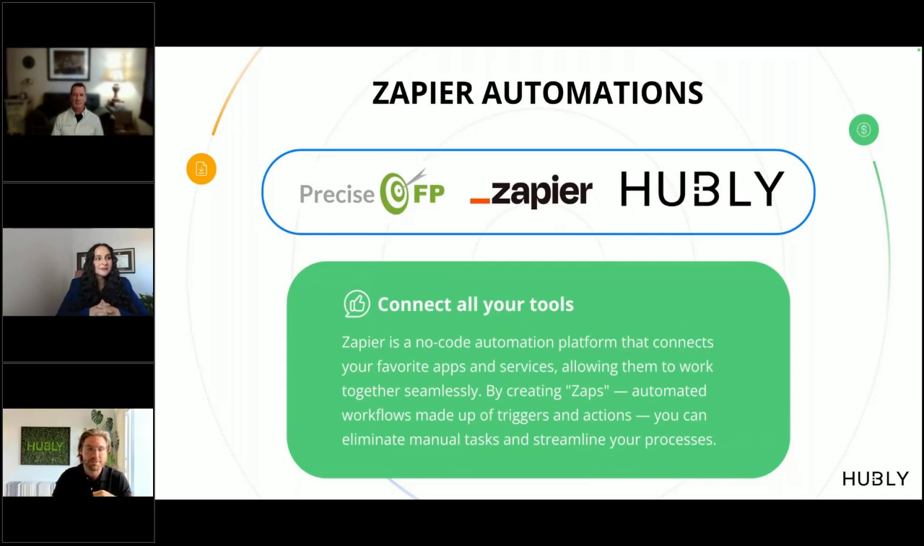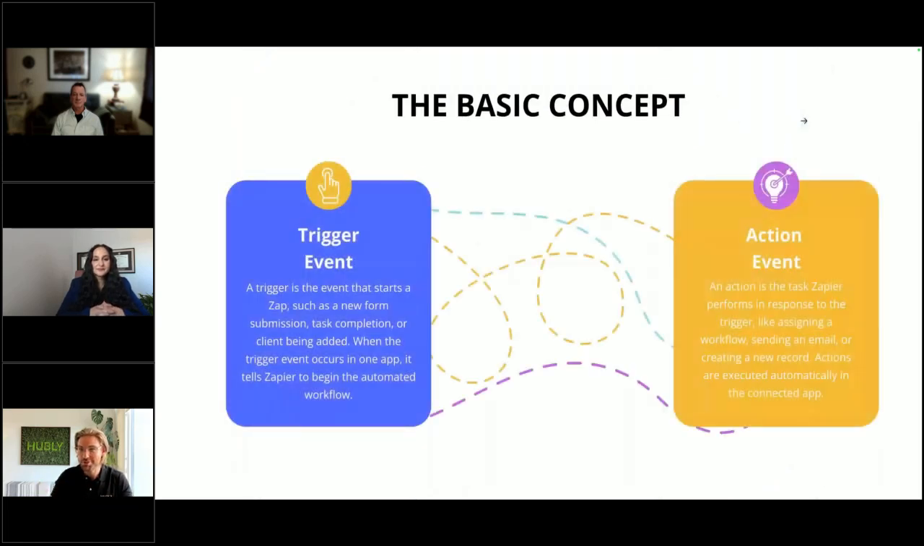tasks in both products. Now, I always like to explain the basic concept of Zapier before we get into the details. The basic concept behind Zapier is the idea of a trigger and an action event. Now, both Hubly and PreciseFP have a number of trigger and action events. And so the question is, what sort of triggers and actions can you tie together between the products to help automate additional work? There are a number of them available today and templated, which I will walk through for you in a second.